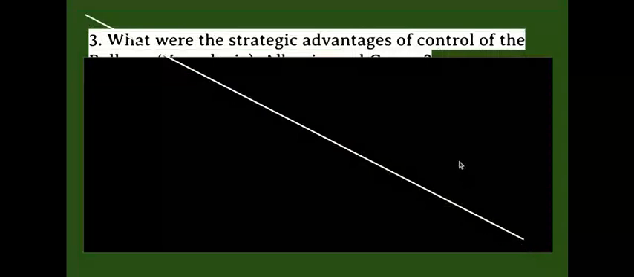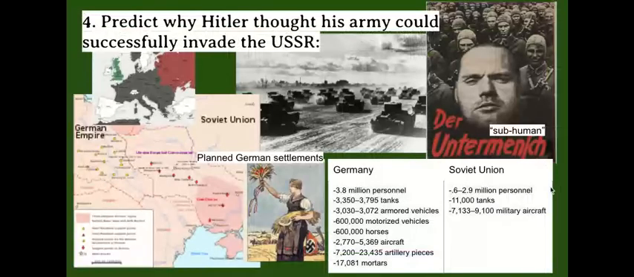Number 3. We're going to skip number 3. It's about the Balkans and Greece. And number 4. Predict why Hitler thought the army could successfully invade the USSR. So this is the last part of our why did the fascists think they could take over the world chunk. Why did Hitler think his army could successfully invade the USSR?